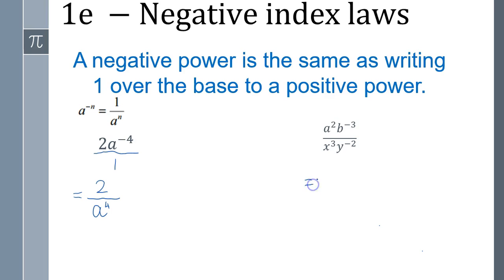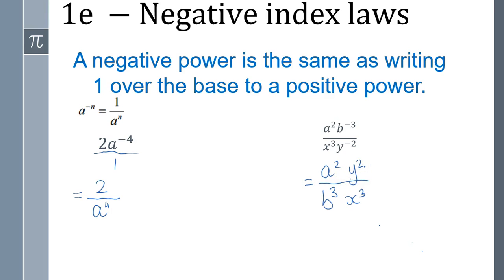So that will look like this. So a to the power of 2, that is fine where it is. B to the power of negative 3 needs to cross the line, so that's going to come down here. And as soon as it crosses that line, the power changes its sign. Okay, down the bottom, x to the power of 3, that's a positive, so it's going to stay where it is. We're not going to touch it. And y to the power of negative 2 needs to cross the line and come up.